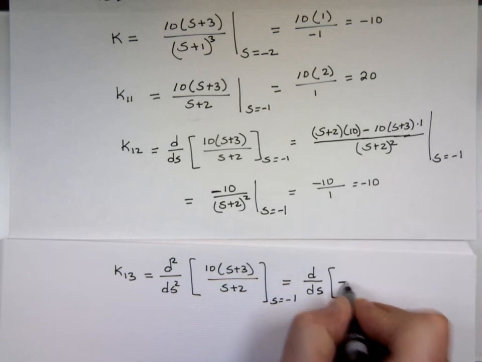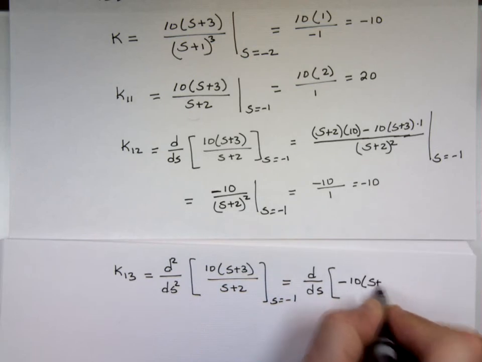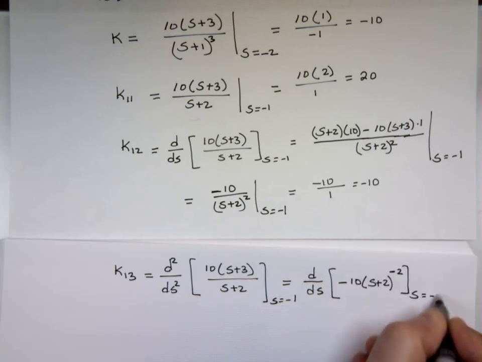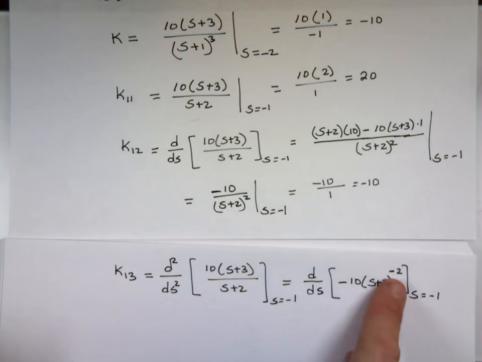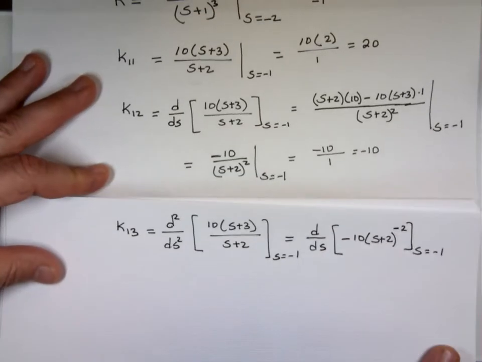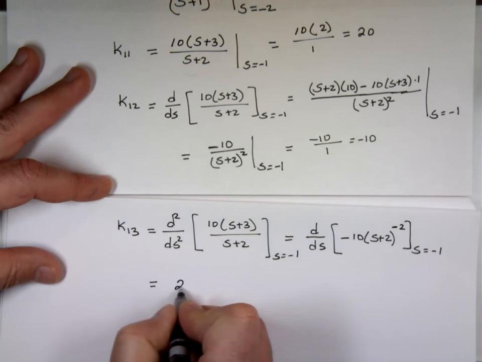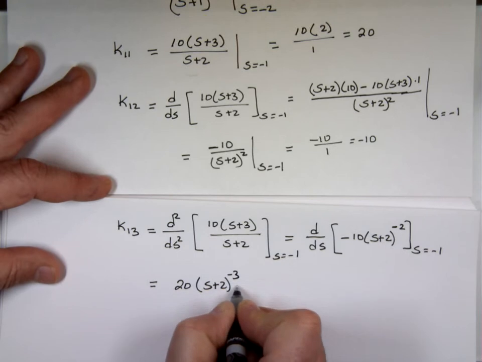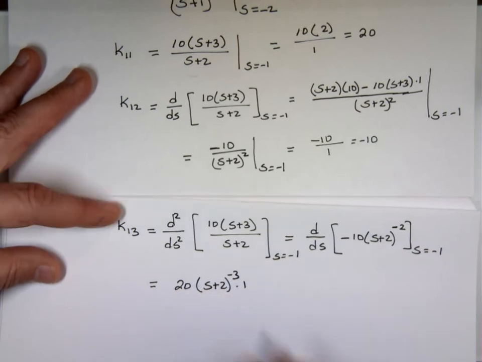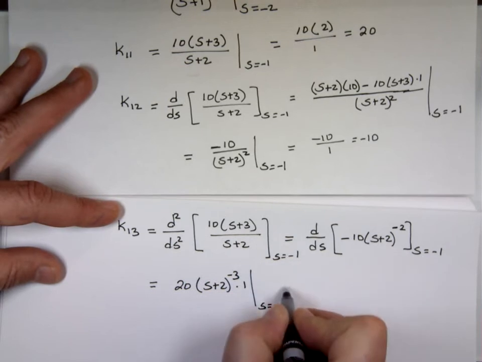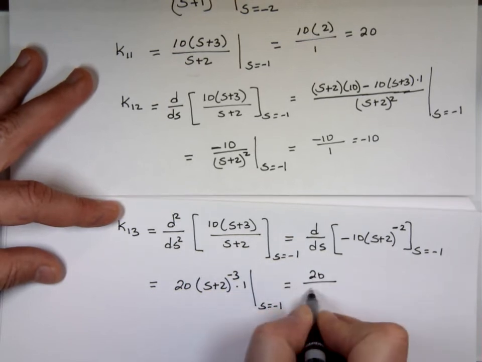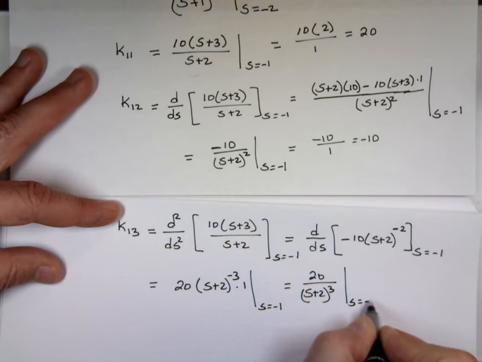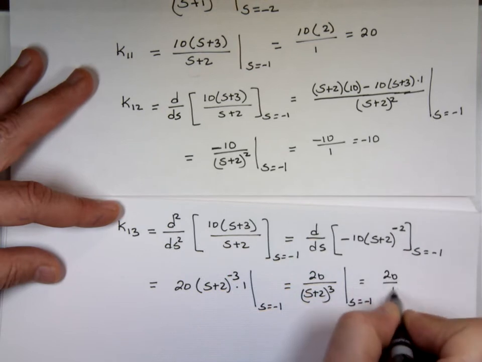I like this one better because I can use the extended power rule. I can rewrite that with a negative 2. To take the derivative of that, we use negative 10 times negative 2, which is 20. Subtract 1 from the power, which is negative 3, times the derivative of what's on the inside, which happens to be a 1. So that's 20 over s plus 2 cubed when s equals negative 1, and that's 20 over 1, and the answer is 20.